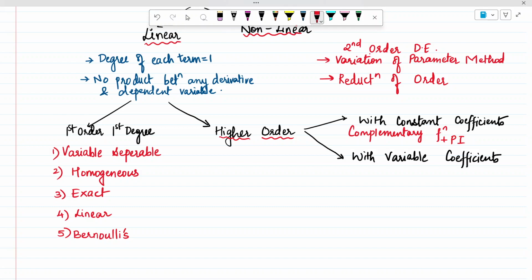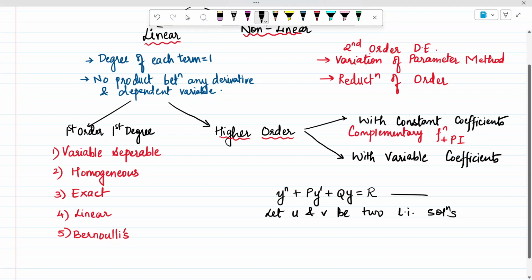Okay, the variation of parameter formula, if I write it down. That is again for second order. So if I have y double dash plus P times y dash plus Q times y equal to 0, or otherwise let's take it equal to R(x). Fine. And let u and v be two linearly independent solutions of equation number 1.